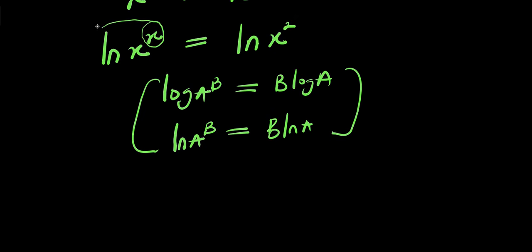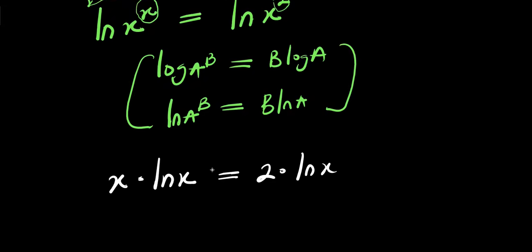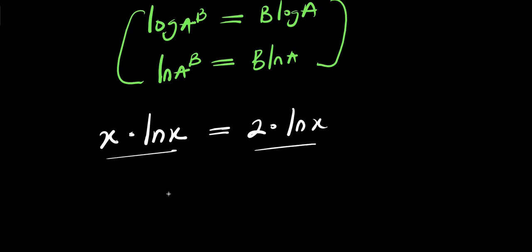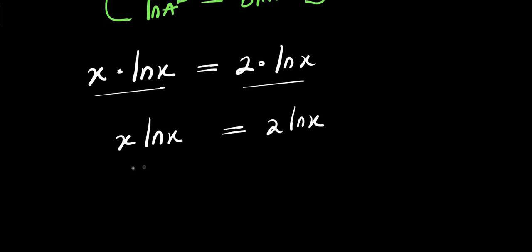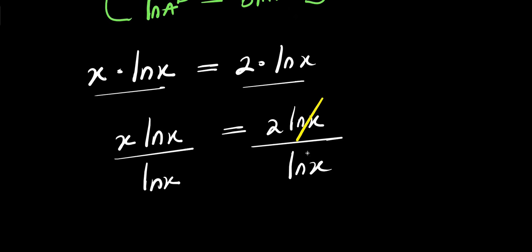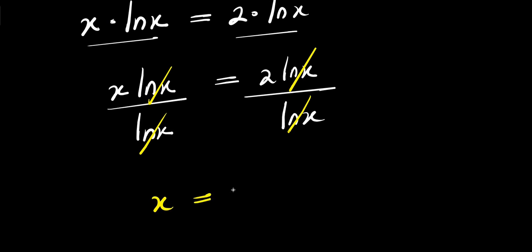That means the x will come in front of this natural log, and a 2 will come in front of the natural log. So what I'm going to have will be x times natural log of x equals 2 times natural log of x. So from here, I can multiply this out. I have x natural log of x equals 2 natural log of x. Right here, I can divide this by natural log of x, and I can as well divide this by natural log of x. So this eliminates this, and this eliminates this. So I have x equals 2.